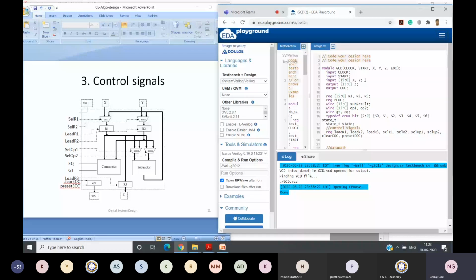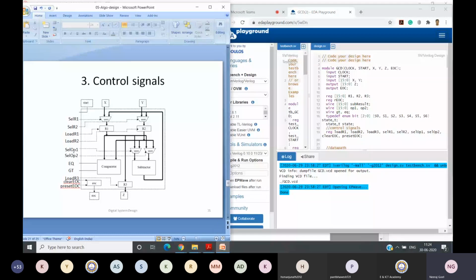Now R1, R2, R3 are defined as registers, and these are various declarations, and we also define all these 7 states here like enum, as we did yesterday. These are the various signals which we are writing here: select R1, select R2, load R1, load R2, select F1. So all of these have to be defined initially.